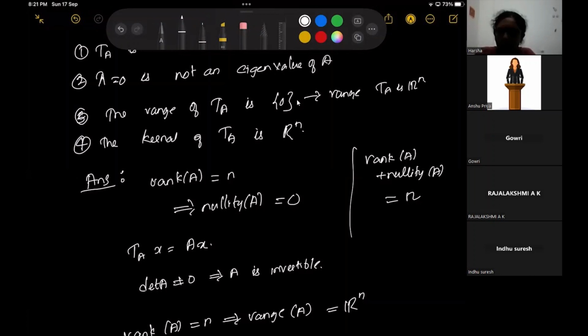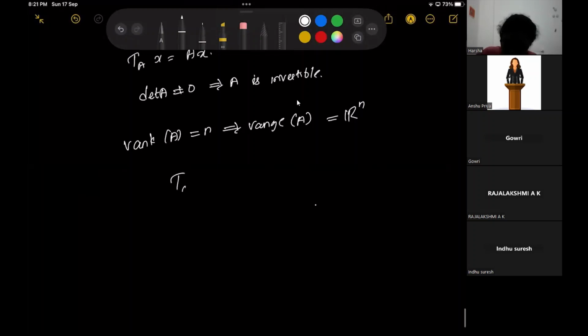And also we have TA is a 1-1 and onto map. Since A is invertible, every element is mapped to some unique element. Ax is unique. That means for TA of x, we say Ax equal to y, and this x is actually A inverse y. If we have one x here, we can determine y uniquely as Ax equal to y. In the same way, for any y we take, we have a unique x. So TA is actually 1-1 and onto.